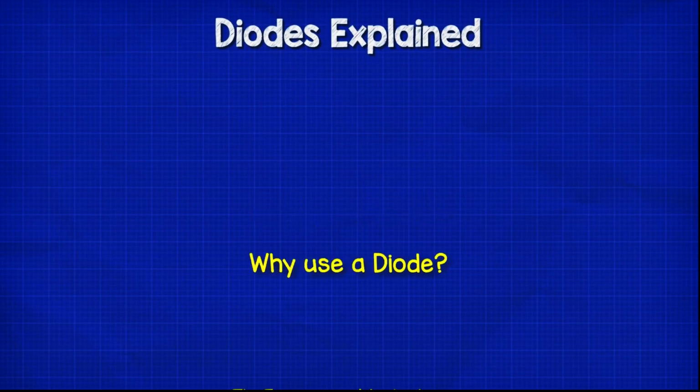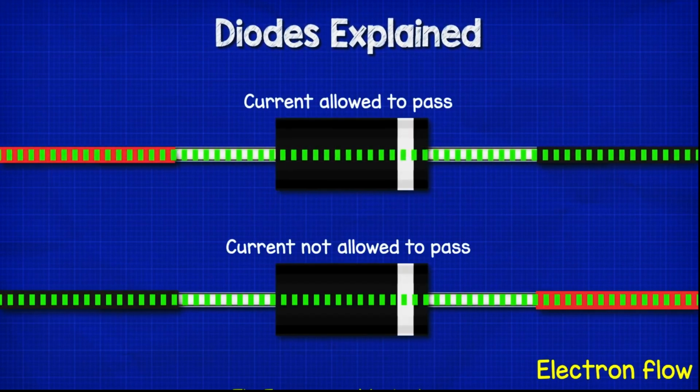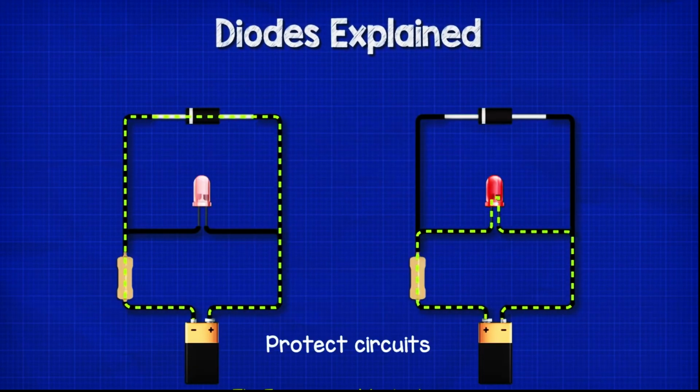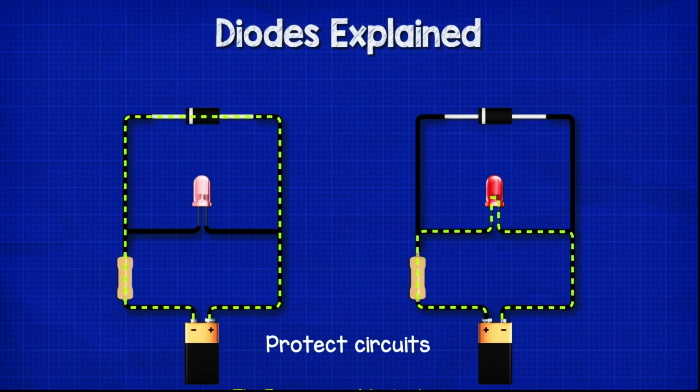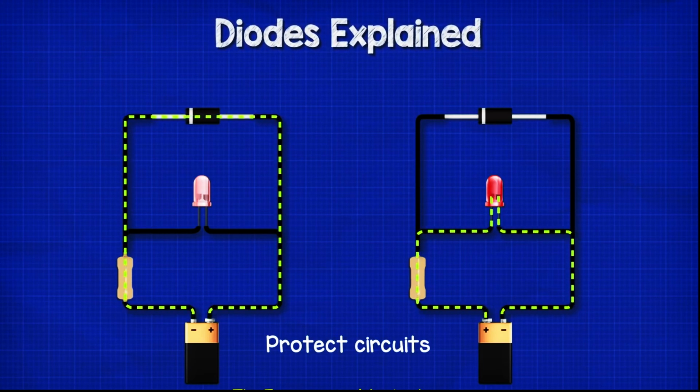So why do we use them? As mentioned, we use diodes to control the direction of current flow in a circuit. That's useful, for example, to protect our circuit if the power supply was connected back to front. The diode can block the current and keep our components safe.